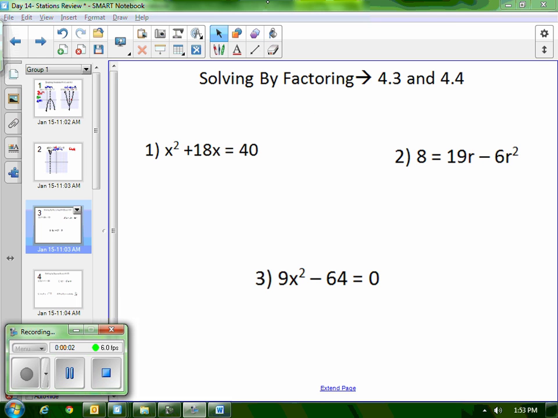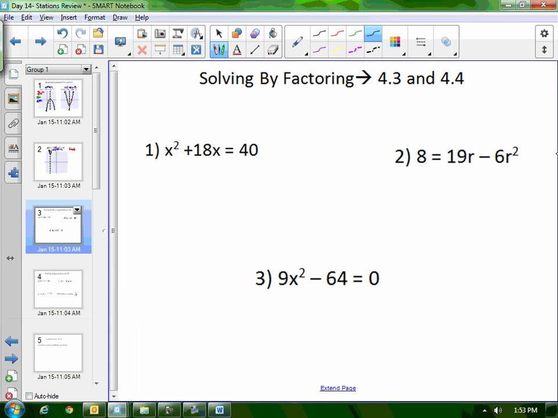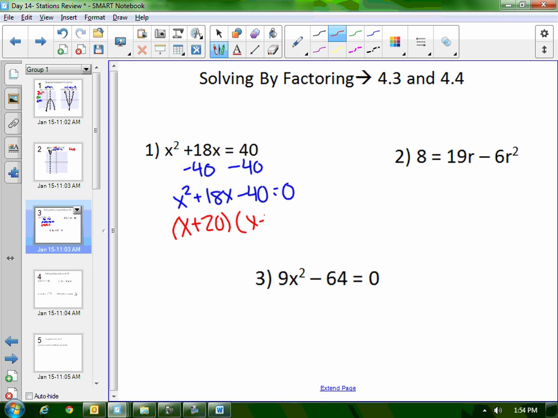Alright, solved by factoring. x squared minus 18x equals 40. You've got to get everything on one side, so I'm going to move this guy over here, and now I have x squared plus 18x minus 40. If you're solving by factoring and you have a 1 in the front, you do 1 times negative 40, which is negative 40. And now I need two numbers that multiply to negative 40 and add up to positive 18. I think that's going to be 20 and negative 2.